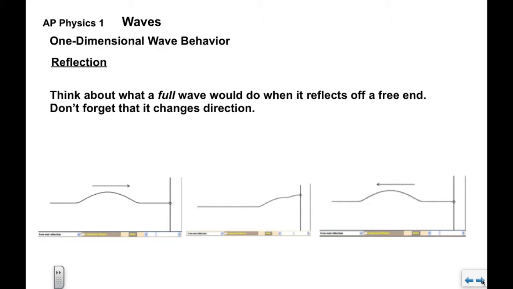So free end reflection, it reflects off the end and just goes back in the opposite direction. Same amplitude, same wavelength, same speed, opposite direction, but same magnitude of wave velocity.